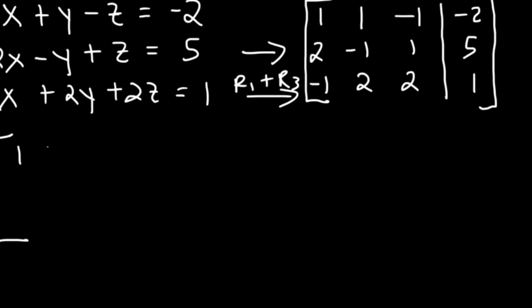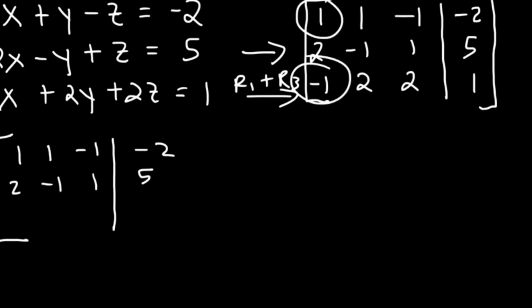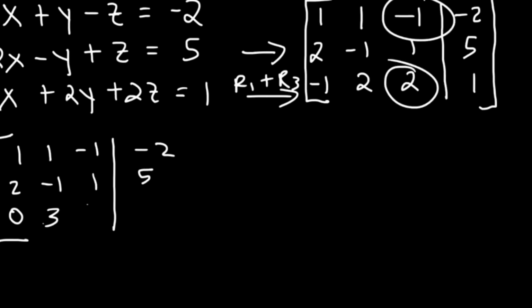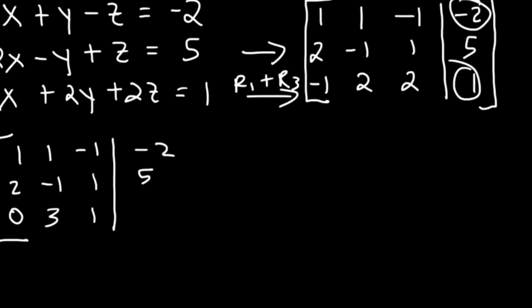So I can rewrite row 1. Row 2 is not going to change. Now, row 1 plus row 3. So for column 1, it's going to be 1 plus -1, and so that's going to be 0. And then it's 1 plus 2, which is 3. And then it's -1 plus 2, which is 1. And then it's going to be -2 plus 1, which is -1.